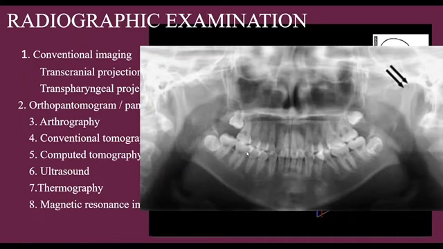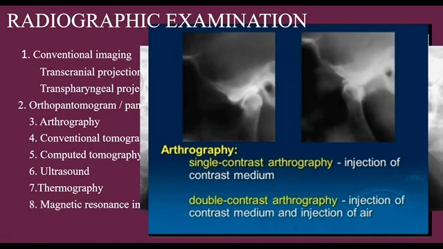Next come the conventional OPGs. These OPGs are good enough for the clinical examiner to exclude major pathologies, but the proper disc-condyle assembly is not seen as there is a lot of overlapping. Arthrography: single contrast arthrography involves injection of contrast medium, and there is also double contrast arthrography, but it is a very invasive procedure for TMJ examination.